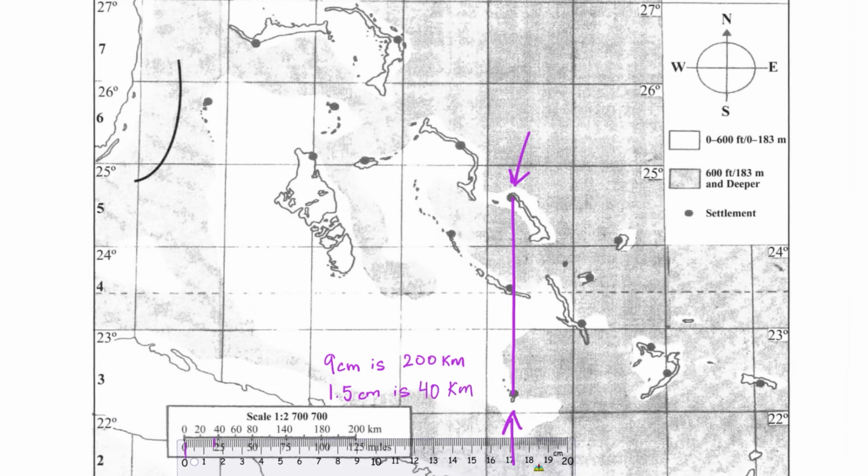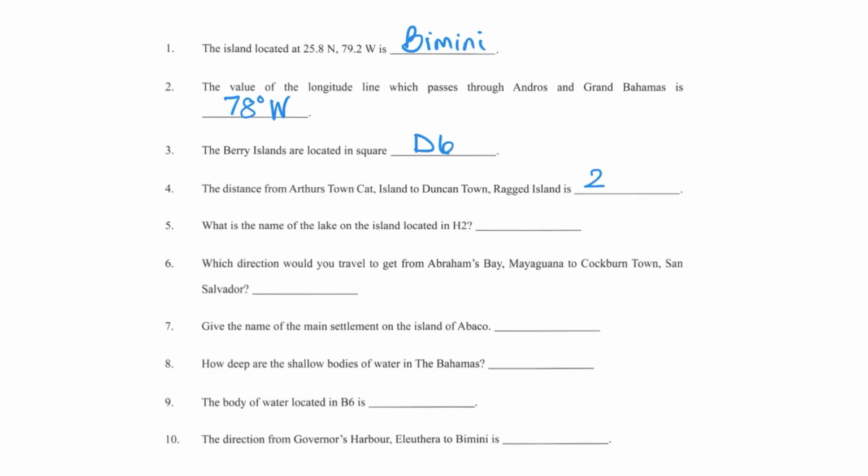So I've gotten the full 10.5, and now I'm going to add them together. And 200 kilometers plus 40 kilometers is 240 kilometers. So that would be the distance between the two islands.